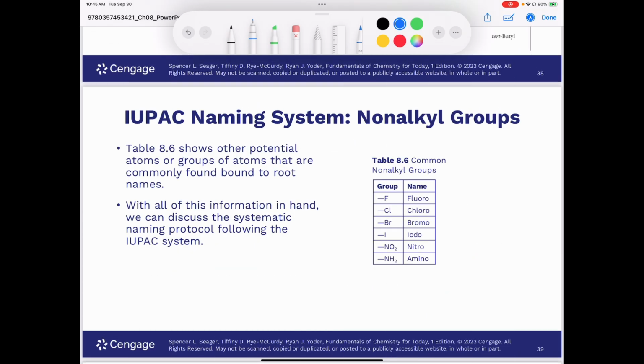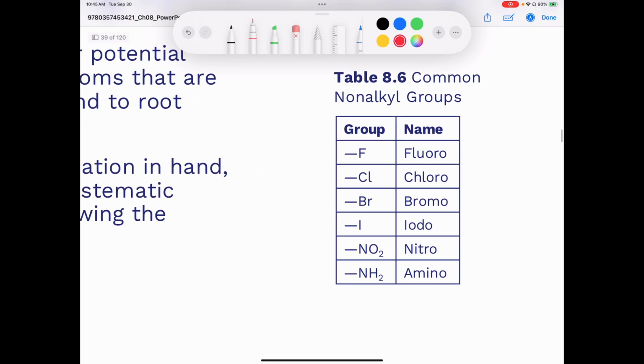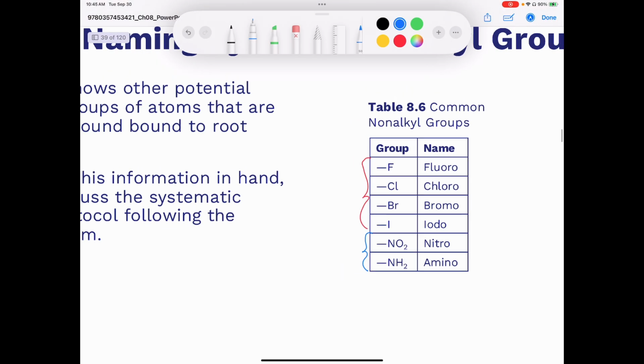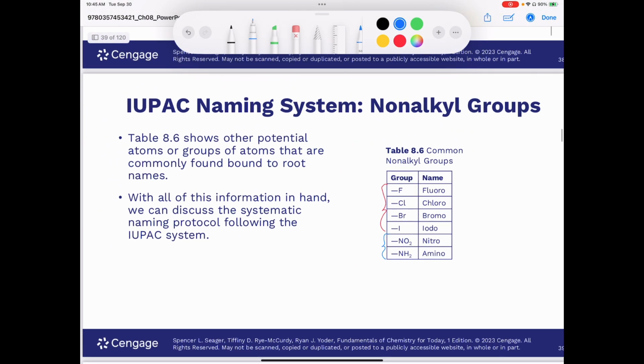Now, this table just shows some other atoms or groups that are commonly bound to your root chain, like the halogens. So if you have a halogen, like fluorine, chlorine, bromine, or iodine, we put fluoro, chloro, bromo, or iodo. And then we can also sometimes find a nitro group or an amino group. So be on the lookout for those as well. So these are different non-alkyl groups that we might see bound to our root chain.